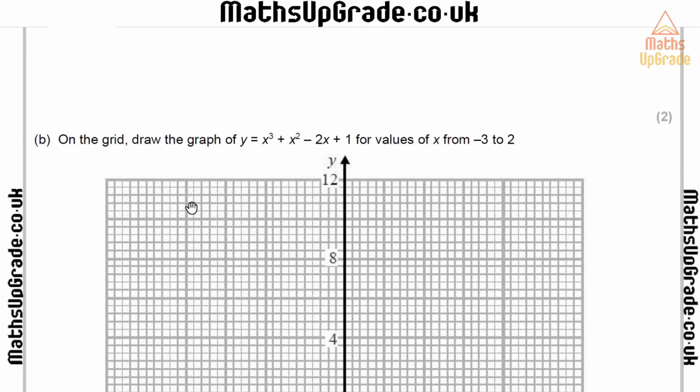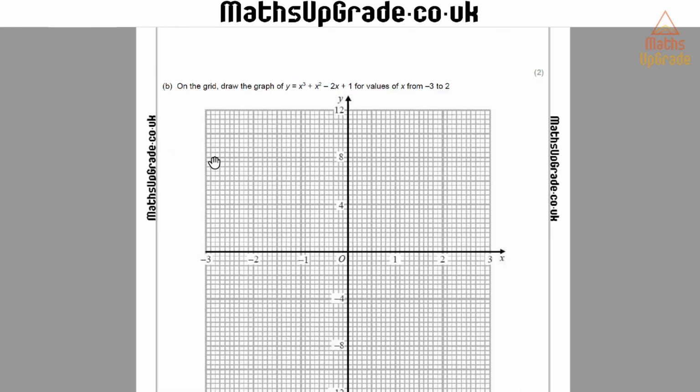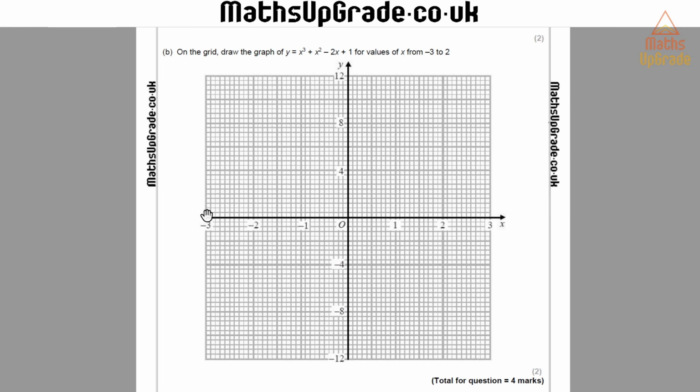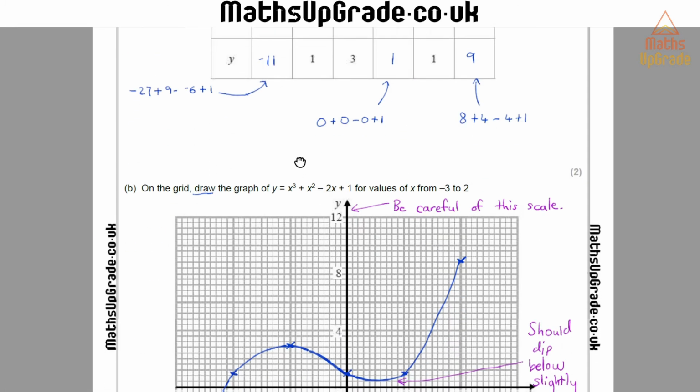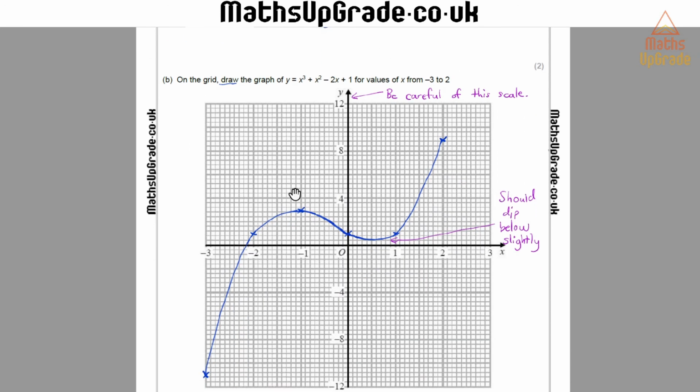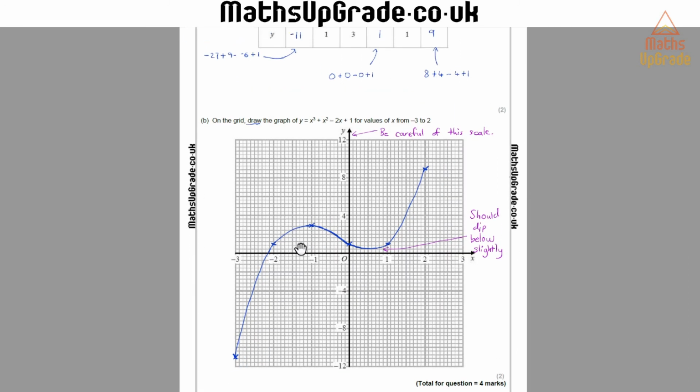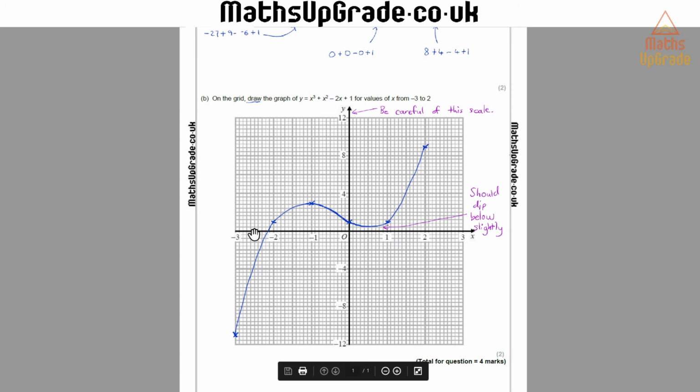In part B, I then just have to draw the graph of that cubic function for values of x from negative 3 to 2. So using the table of values there, just use a nice smooth action when you're drawing it. Just be really careful with the scale. The y-axis scale here is different to the x-axis scale, just be careful of that.